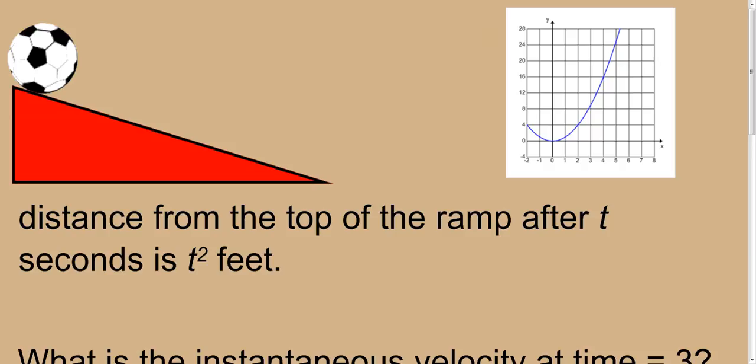This is telling you that a ball is moving down a ramp, and the formula t squared measures how far the ball is down the ramp by time. So the distance from the top of the ramp is time squared. If you're at 1 second, you're 1 squared or 1 foot down the ramp. If 2 seconds have passed, then you're 2 squared or 4 feet down the ramp. What I did is I graphed the function t squared up there so that you can see.